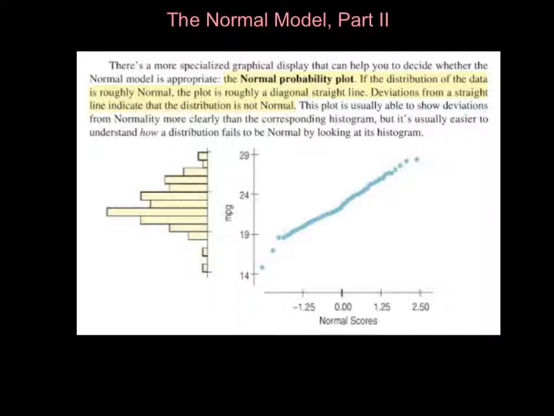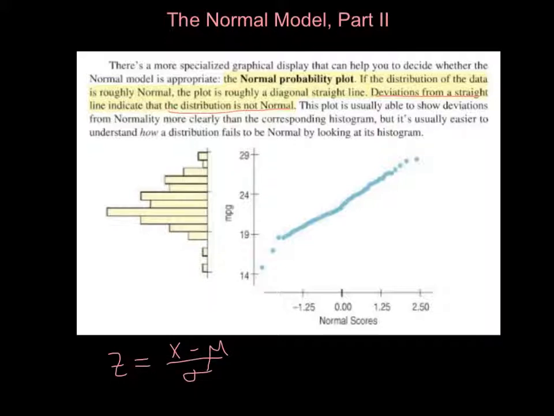If the distribution of the data is roughly normal, then the plot is roughly a diagonal straight line, and deviations from that straight line indicate that the distribution is not normal. So if it deviates from a straight line, then you're pulling from a population that's probably not normally distributed, so we shouldn't use calculations that involve the mean and standard deviation, such as standardization.